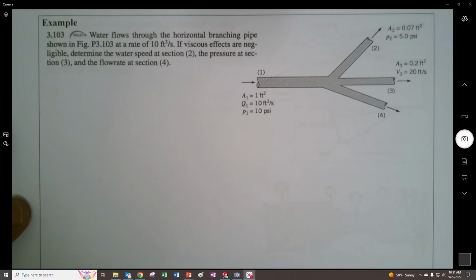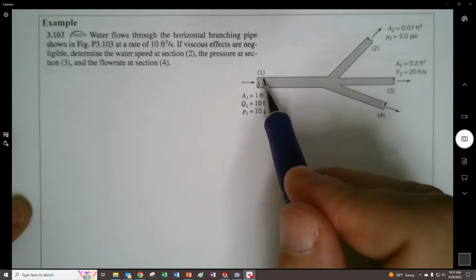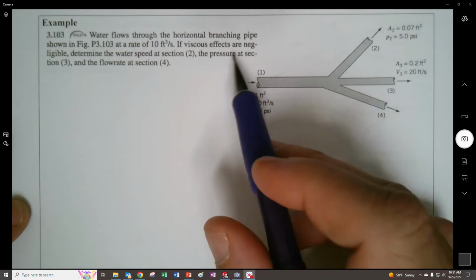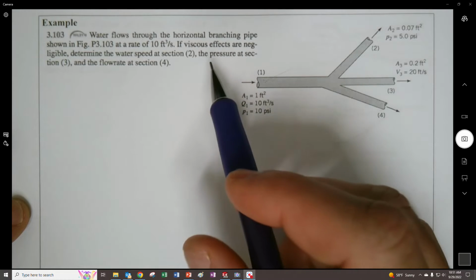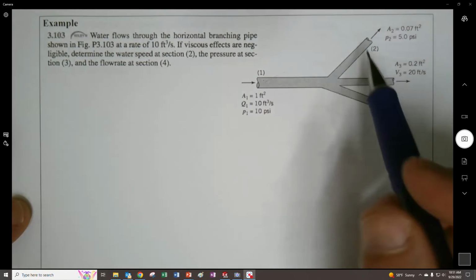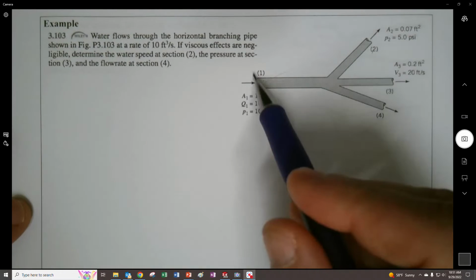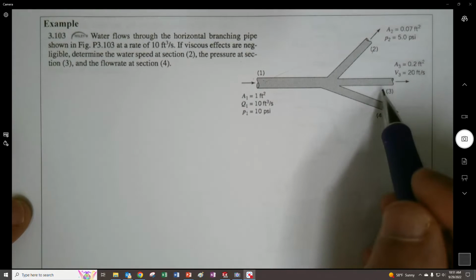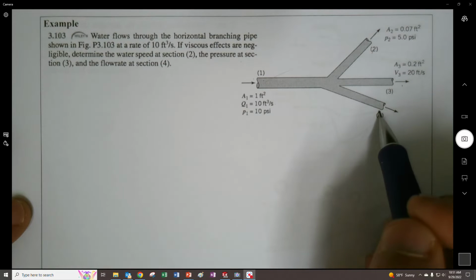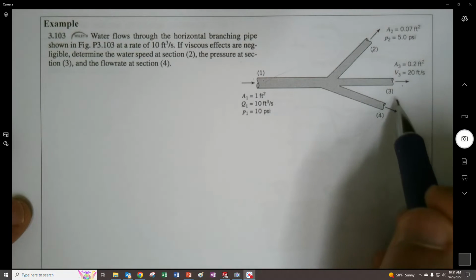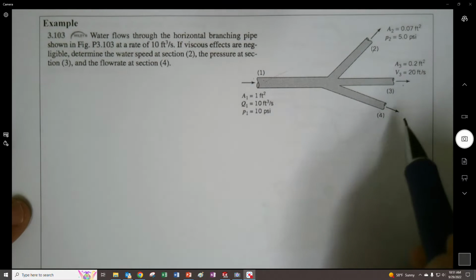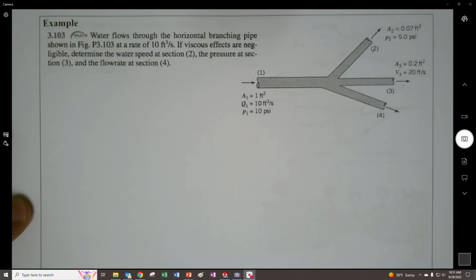And we have a flow rate of 10 cubic feet per second coming in here at 1. We're going to ignore viscosity, and we're going to determine the water speed in section 2, the pressure in section 3, and the flow rate coming out at 4. We assume it's out at 4 because they drew an arrow right there, but we don't actually know.